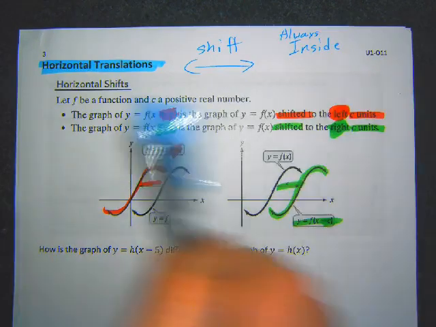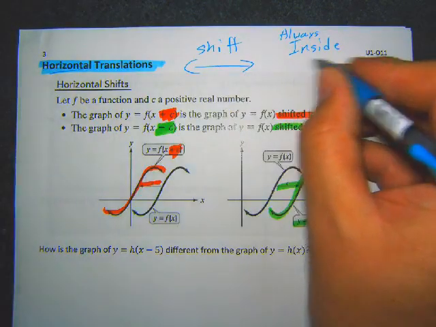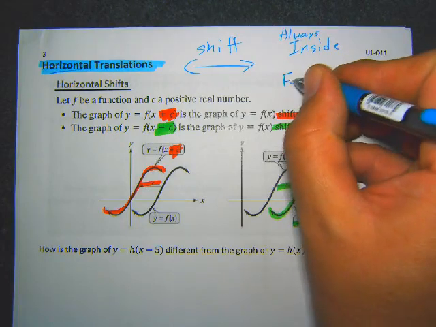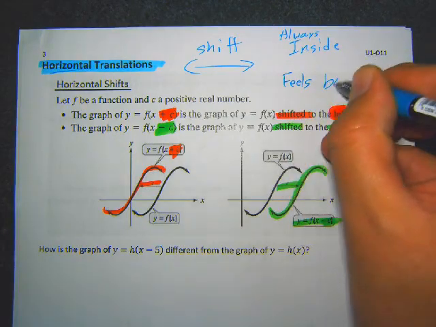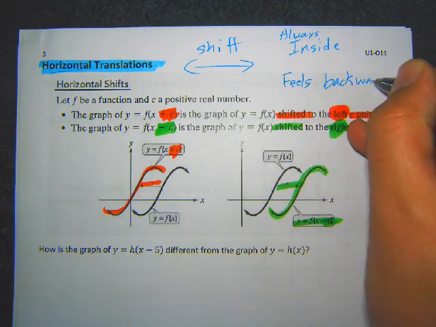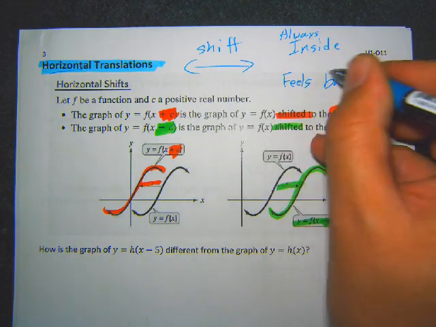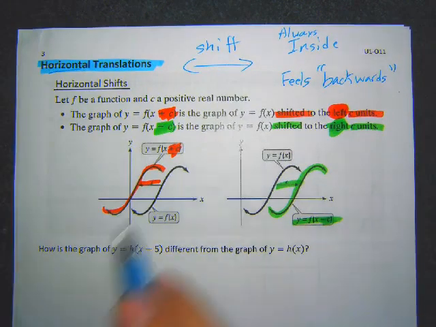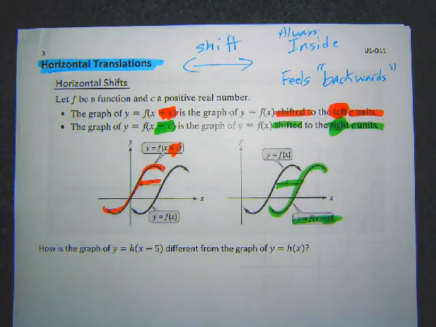So when I think about the horizontal, it's on the inside, it feels backwards. You know, it kind of goes backwards of what you expect. Adding a number takes you to the left, subtracting a number takes you to the right. Not kind of what you expect.